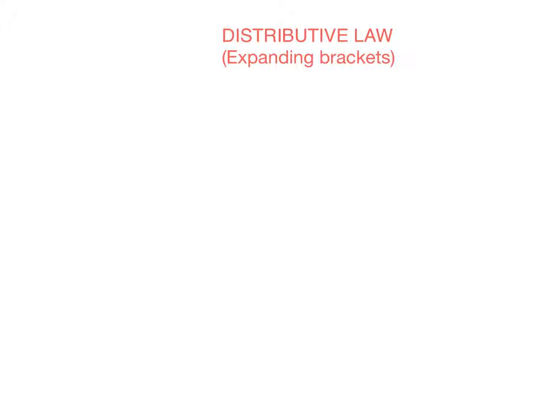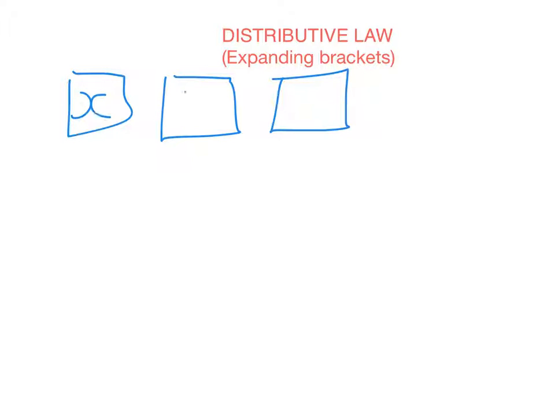Today we're looking at distributive law, which is how we expand brackets. So let's start off by saying I have a few packets of lollies. Each of these packets of lollies has X lollies in them. I don't know how many lollies are in each, X just stands for an unknown number. There's an unknown number of lollies in each of these packets.